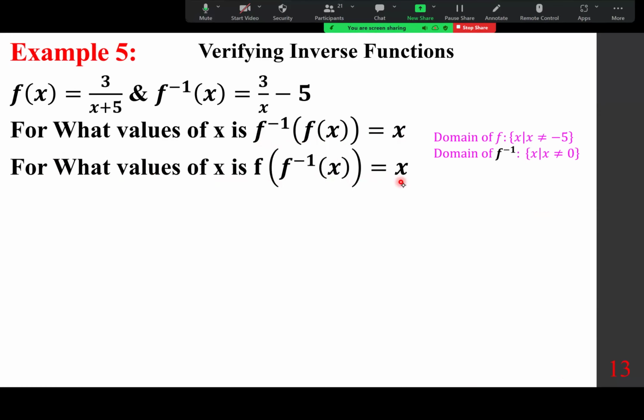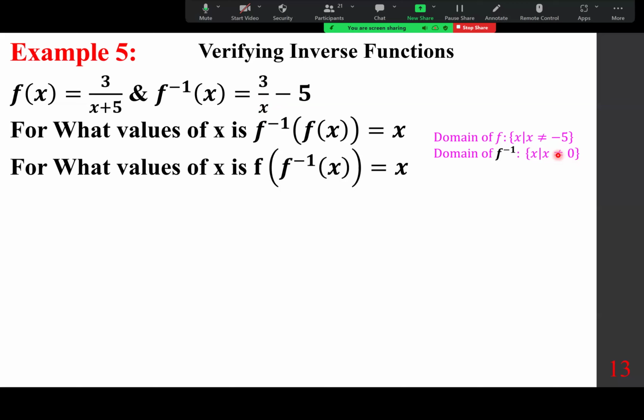Remember the domain of f, if you look at f, it's all real numbers except what makes the denominator 0. So if you set x plus 5 equal to 0, that gives you x equals minus 5. So that's why the domain is all real numbers except minus 5 for f of x. For f inverse, x can't be 0. So all real numbers except 0.